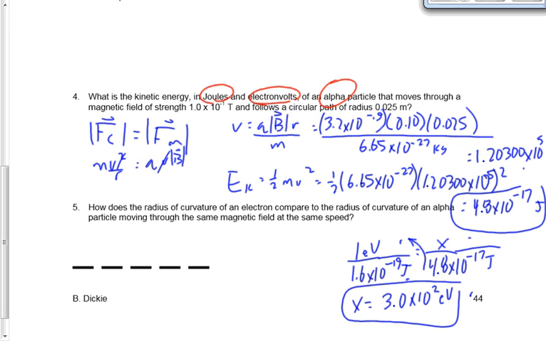We want to compare the radius of the path of the alpha particle to the radius of the path of the electron. Sorry, the electron to the alpha particle. Let's create a new page here. The radius of the electron's path to the radius of the alpha particle's path. So let's divide R_e by R_alpha. Just like if we were comparing my age to your age, we would divide my age by your age. If you're comparing your age to my age, we divide your age by my age, right? So whatever we're comparing from goes on the top, to goes on the bottom.